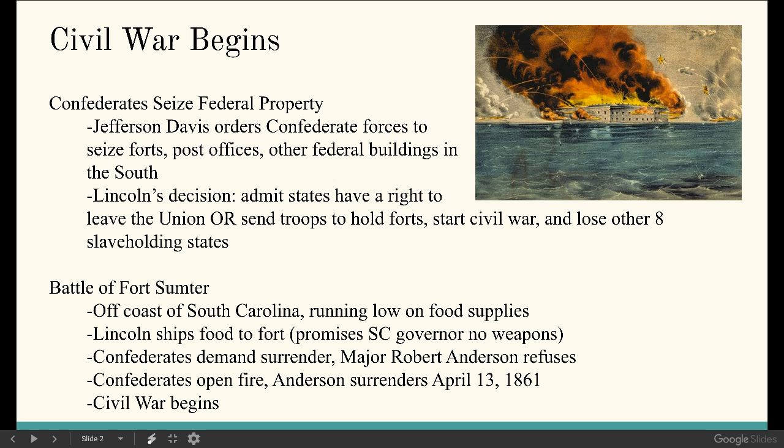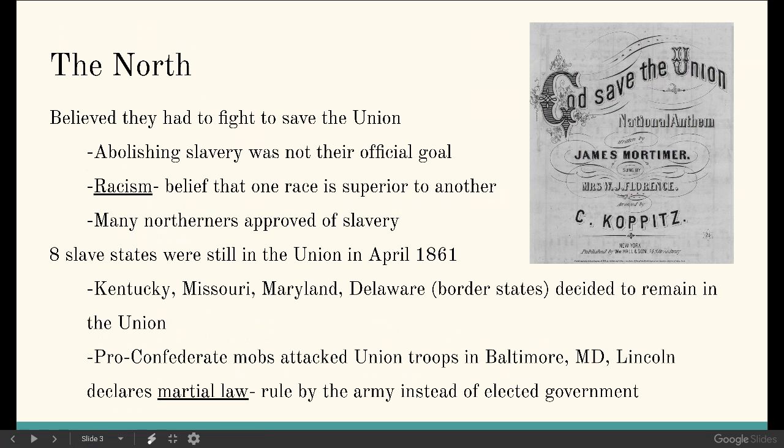And so the Confederates took this opportunity to try to take that fort as they had been taking other forts and other federal property. So they demanded that Fort Sumter surrender to the Confederacy. Major Robert Anderson, who was leading the fort at the time, refused to do so, of course, and so the Confederates opened fire. So the Confederates fire the first shot of the Civil War. Anderson eventually surrenders on April 13th, 1861, and that is the start of the Civil War.